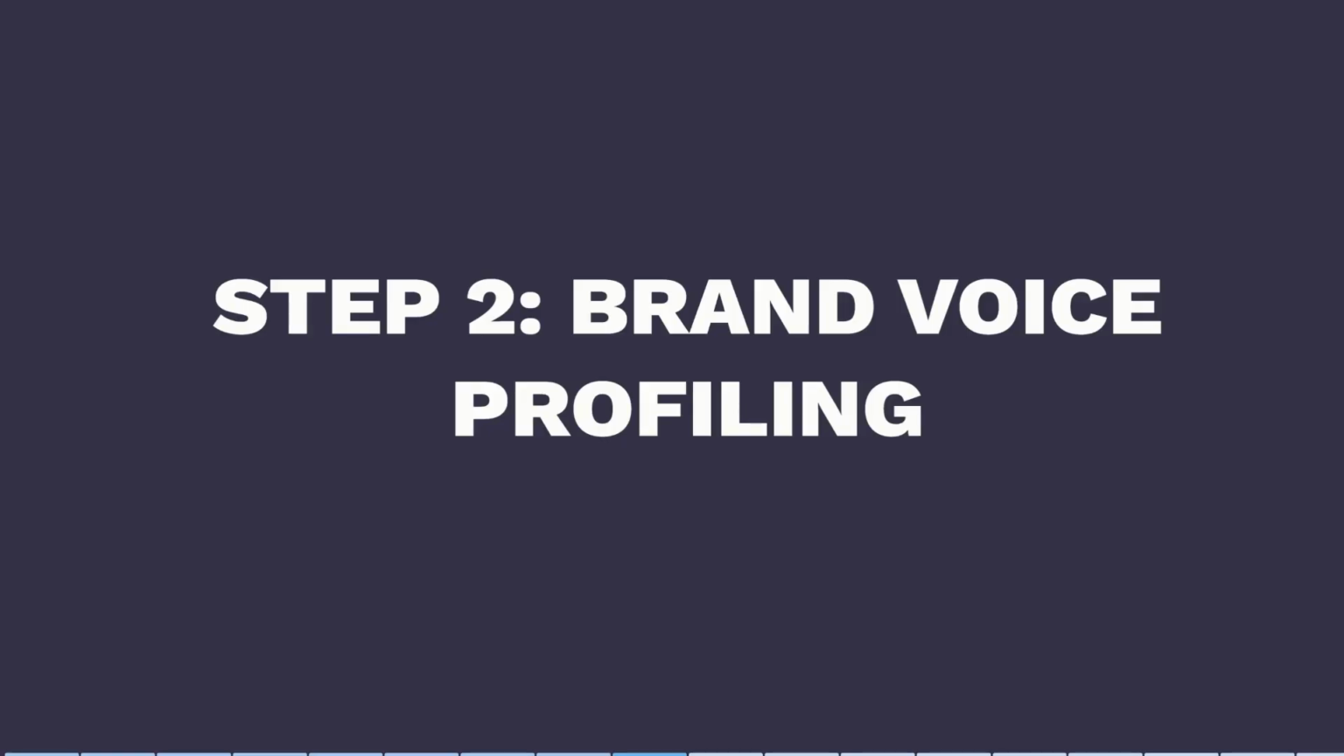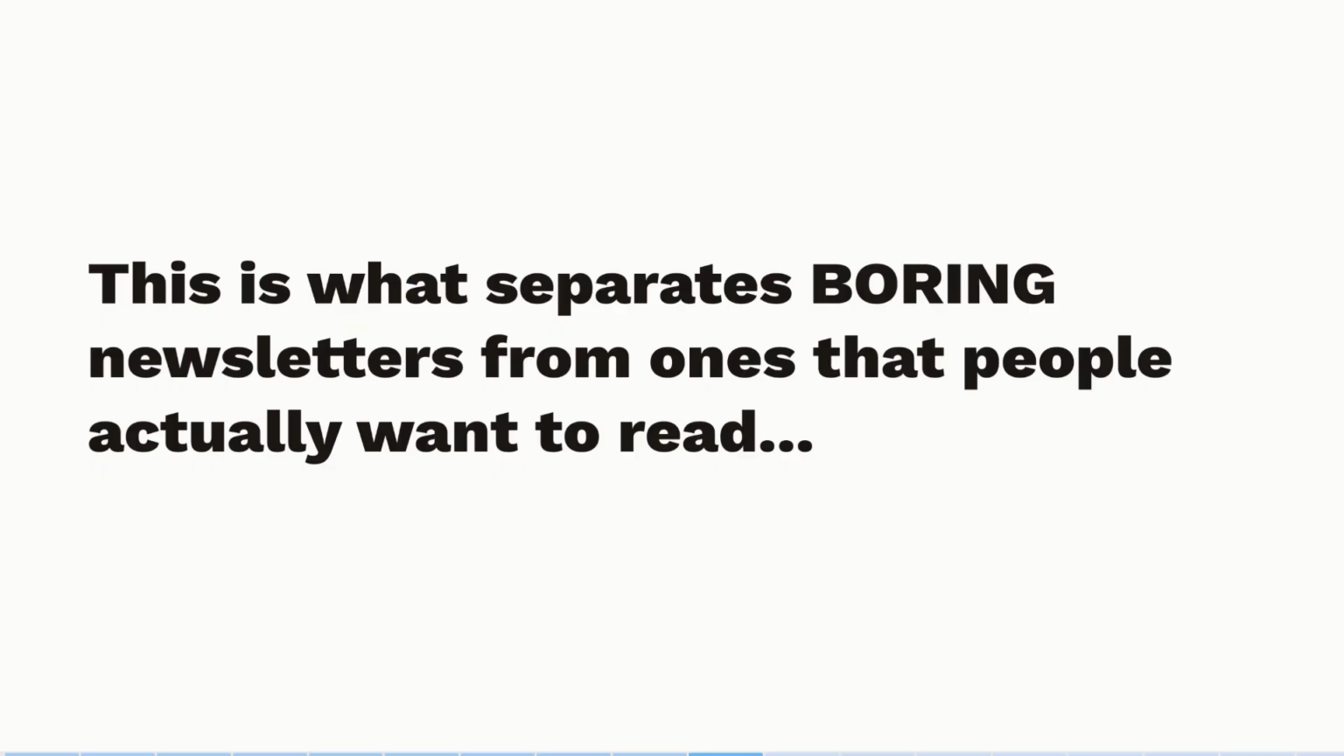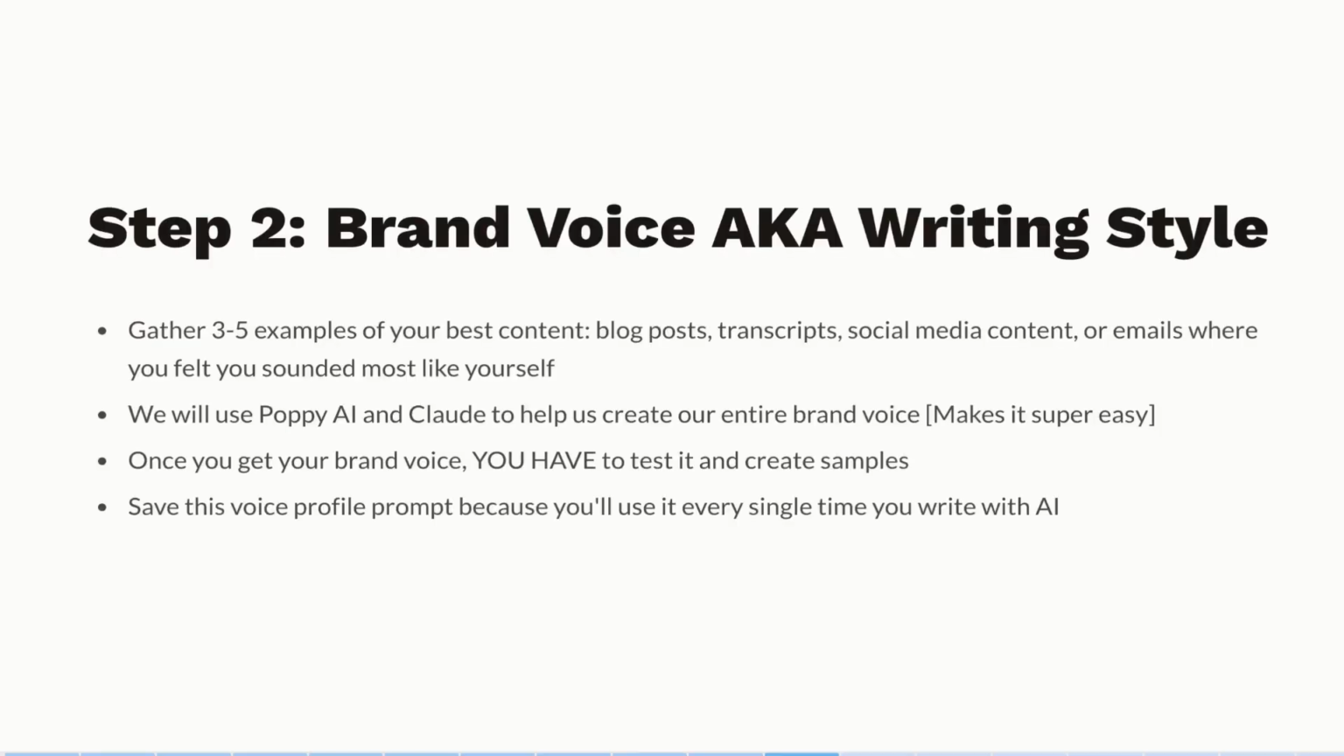Okay, so our next step in this process after we've done research is we're going to go ahead and create our brand voice. And what makes Poppy AI amazing for this is that it's easily going to be able to understand our exact tone, writing style based off of content that we've already created. And this is what separates boring newsletters from the ones that people actually want to read. So we're going to gather 3 to 5 of our best examples, whether that's a blog post, YouTube transcripts, social media content, or emails where you felt like you sounded most like yourself.